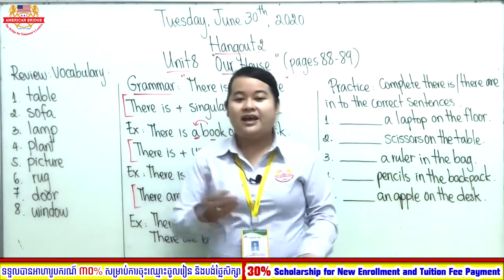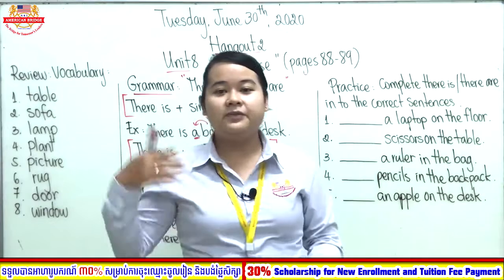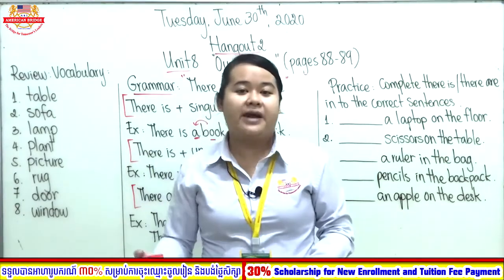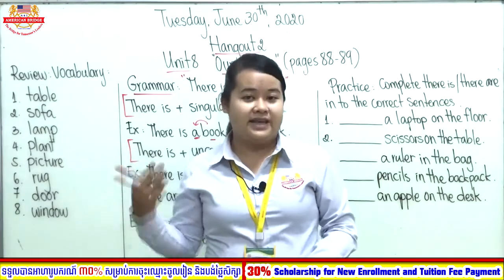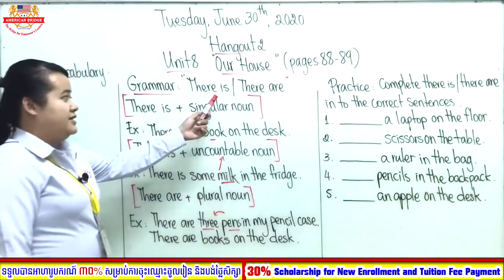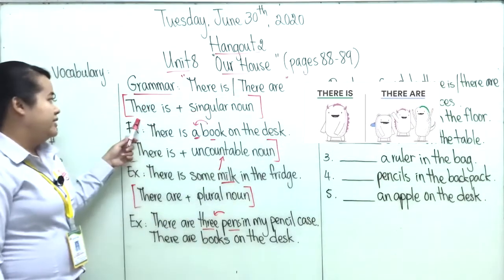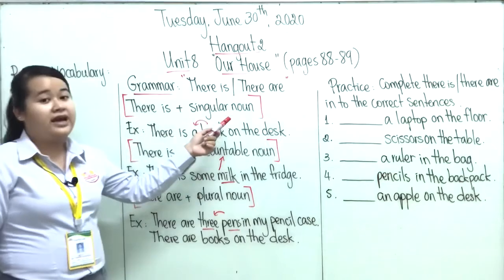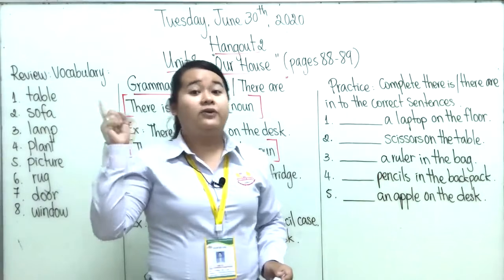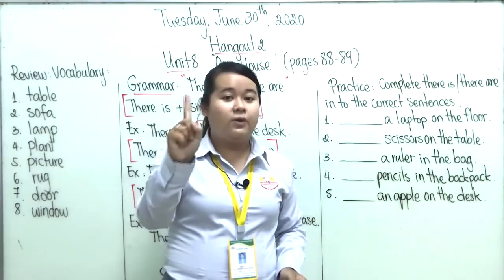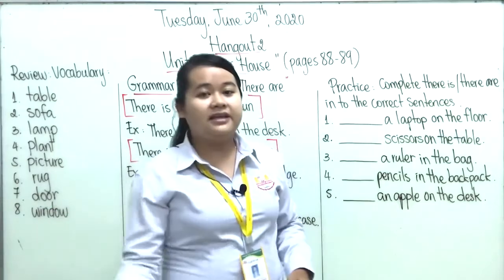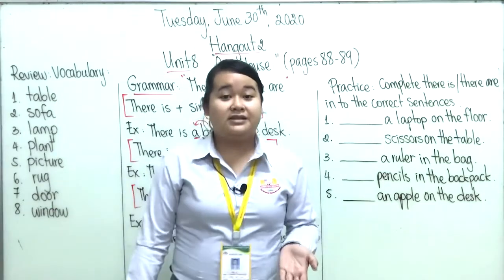Okay, so right now teacher wants you to study our lesson today, where we talk about grammar that we use with there is and there are. So now let's look at the whiteboard with teacher. Grammar today, we talk about there is and there are. So, there is plus singular noun. What does singular noun mean? Singular noun means just only one, right? Noun refers to a place, person, or thing, right? So that one we use with singular noun.